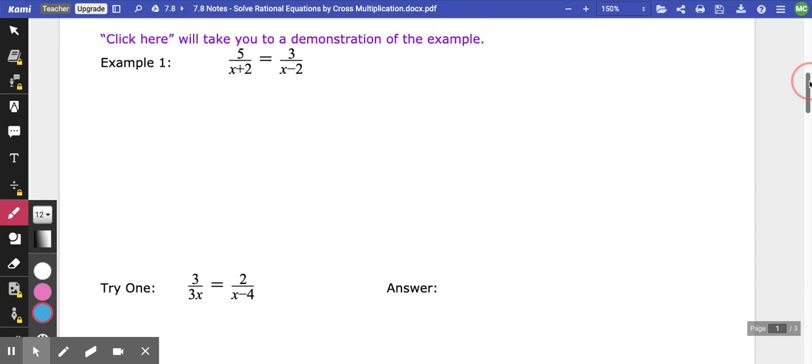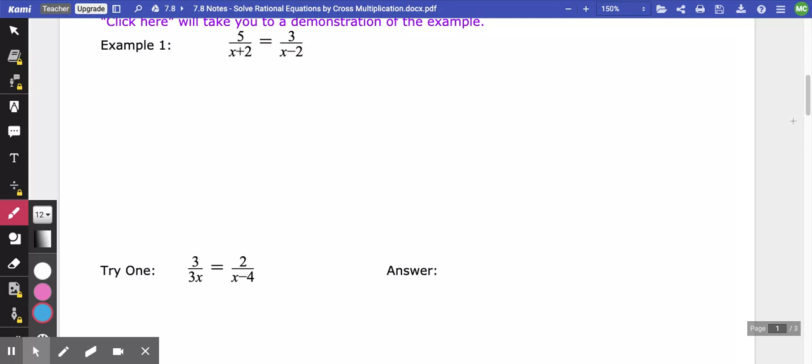All right, so the method we are using today is called cross multiplication. And you can cross multiply only when you have one fraction equal to another fraction. So in our first example here, you can see we do have one fraction equals another fraction. So I'm going to cross multiply. I'm going to multiply the first numerator.